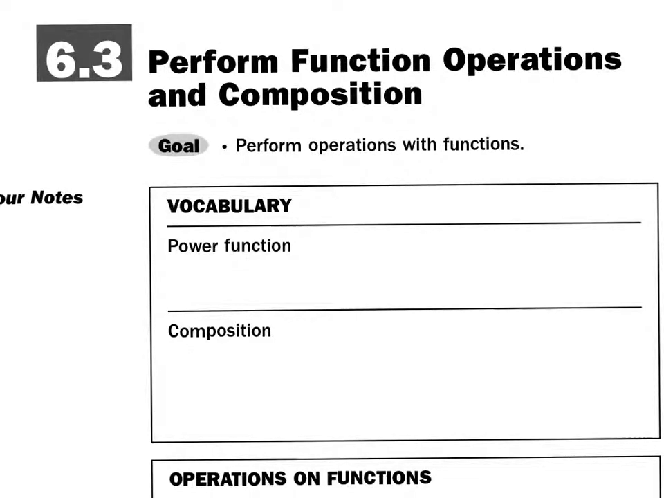6.3. Perform function operations in composition. A power function is in the form y equals a x to the b, where a is a real number like 2 or -3 or a half, and b is an exponent.